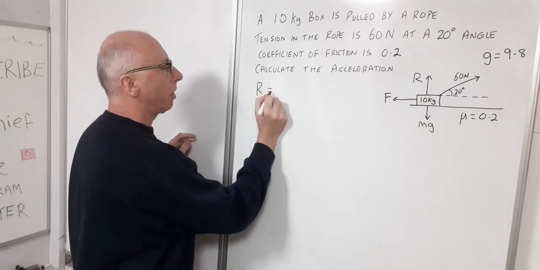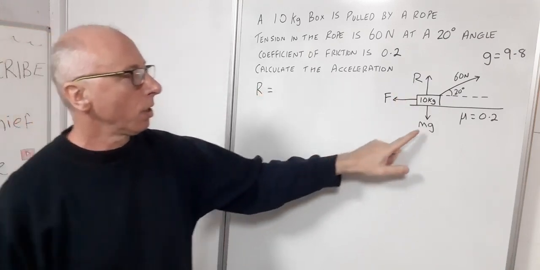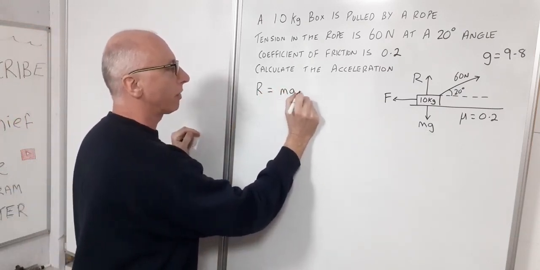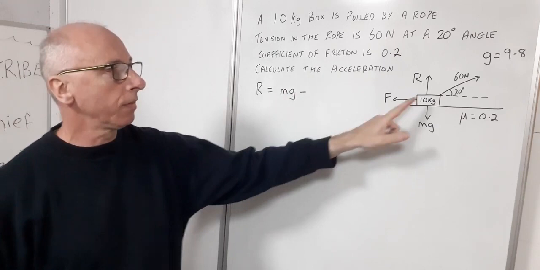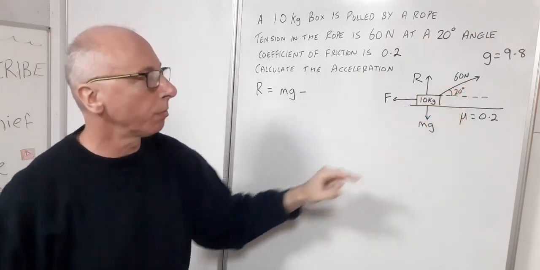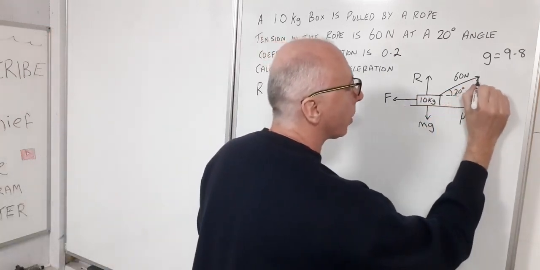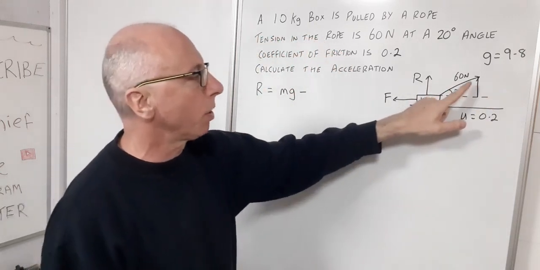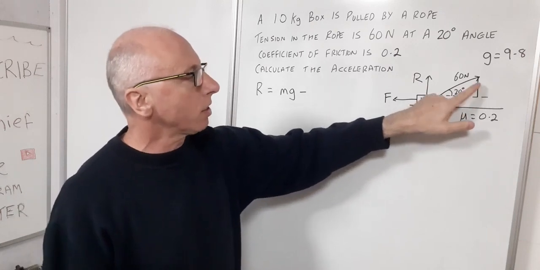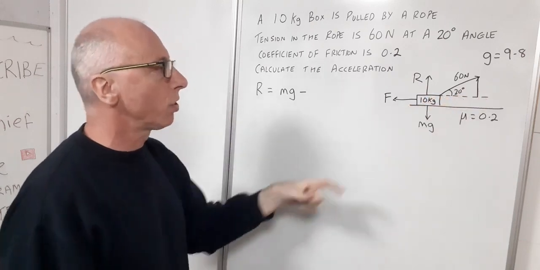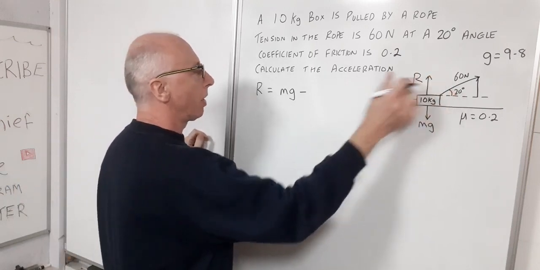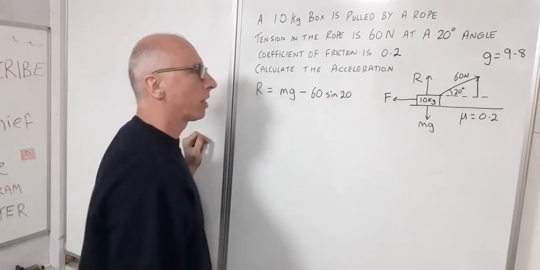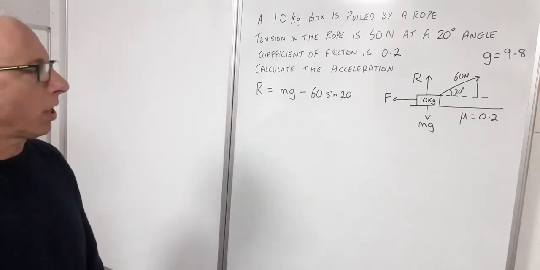So our force R, that's our resultant vertical force, will be mg, which is the force going downwards, so mass times gravity, and then we can subtract any vertical component coming from the rope tension. So if we draw a line down here, we can then calculate the tension in the rope in a vertical manner. As it's opposite the 20 degrees, we can use sine of 20 multiplied by the magnitude. So minus 60 sine of 20 degrees. So that's our force R.